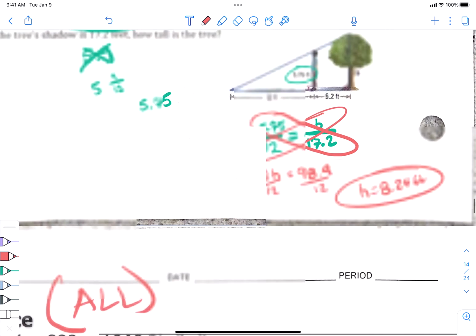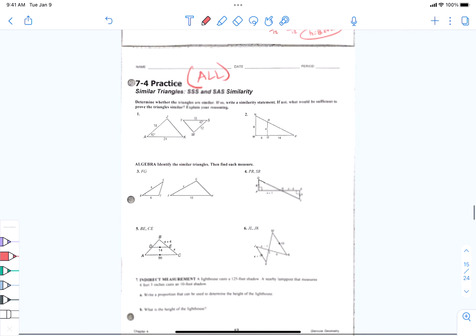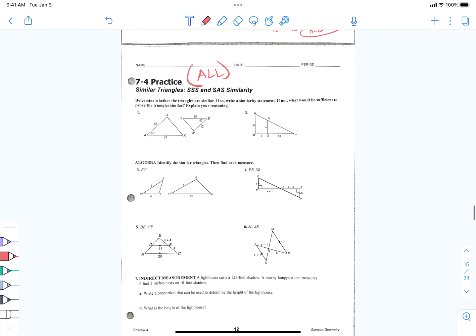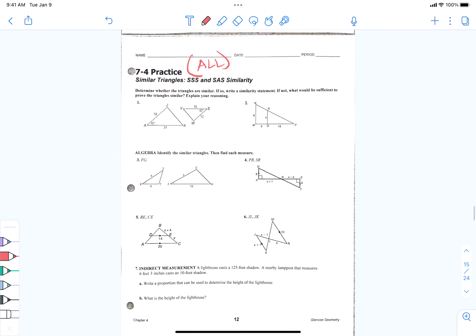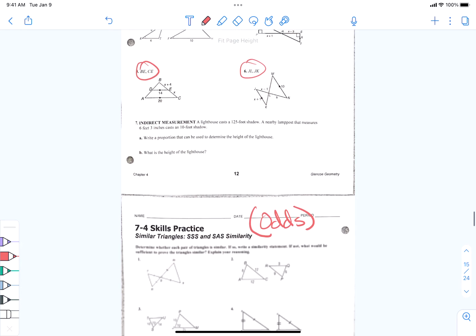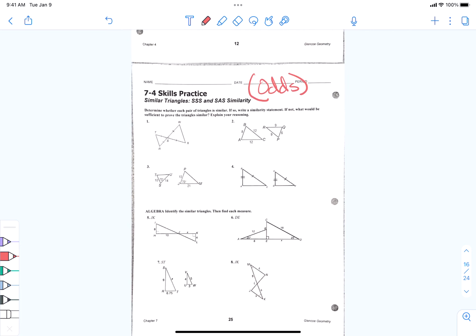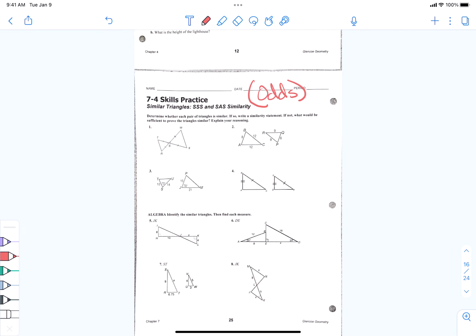On the homework, all on practice, 7 problems. They shouldn't be too bad. Make sure on 3, 4, 5, 6 you plug back in because they're asking for the sides like FG, PR, BE, JL. Make sure you're plugging those back in. And then we have odds on the back side. Skills practice is odds. So 11 problems, I think.